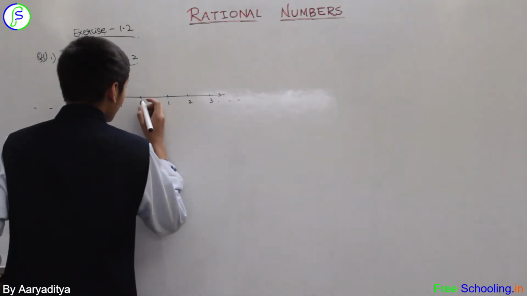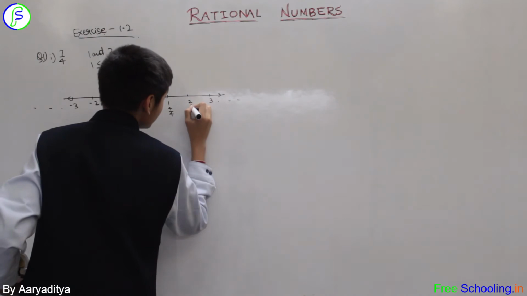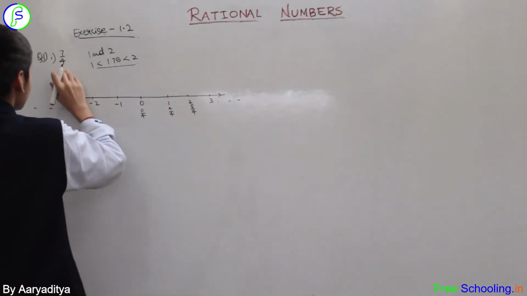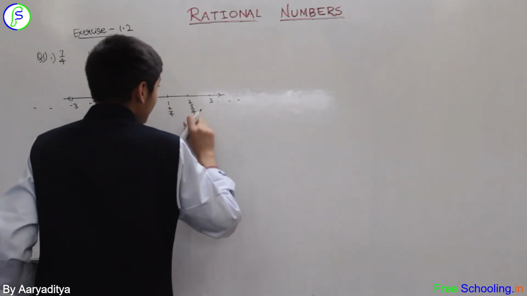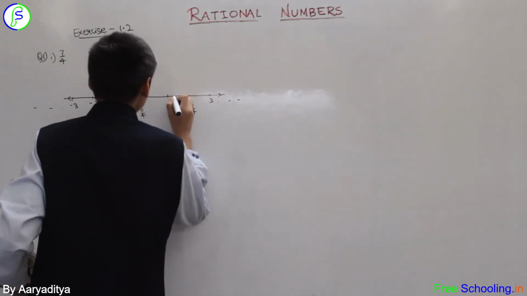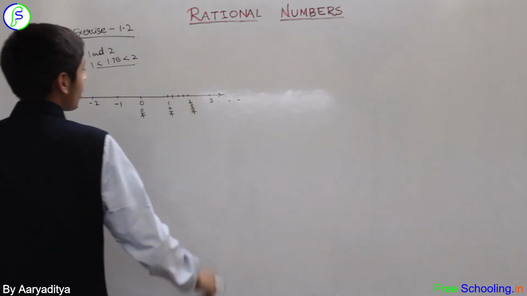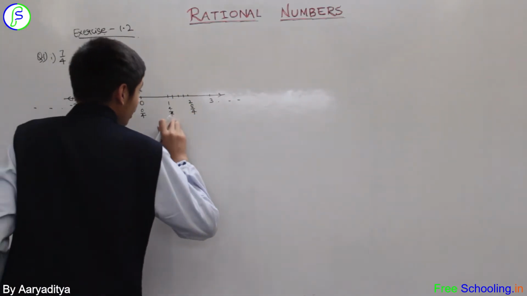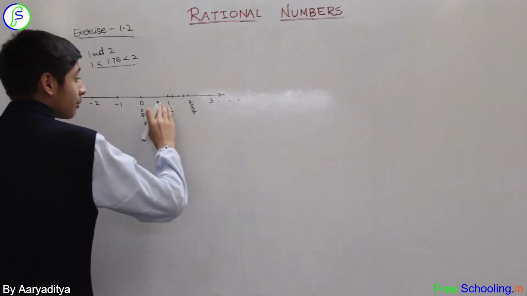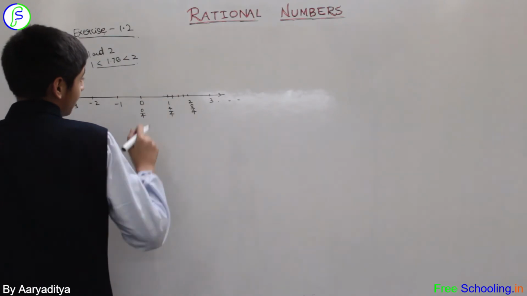So as we all know, this comes out to be 0 by 4, and this comes out to be 4 by 4, and this one is 8 by 4. So 7 by 4 lies between 1 and 2, between 4 by 4 and 8 by 4. So let me make 4 equal divisions. I have made 4 equal divisions because the denominator is 4. So I need to make 4 equal divisions between any two given numbers.